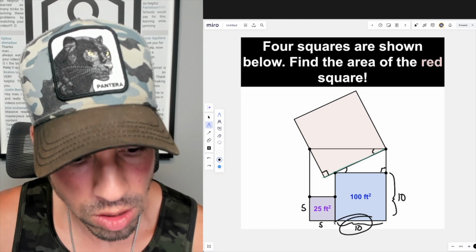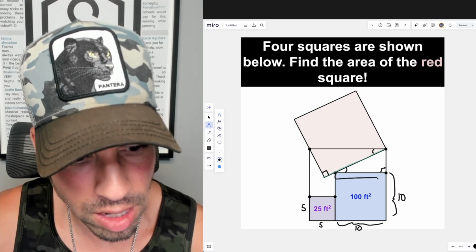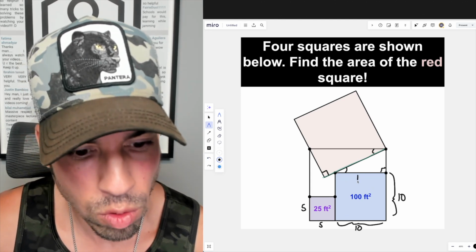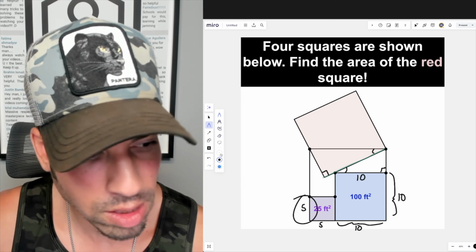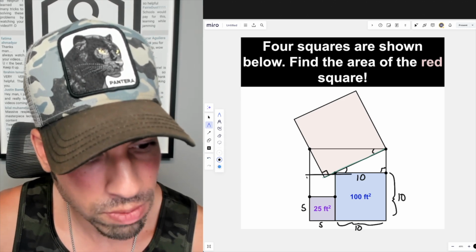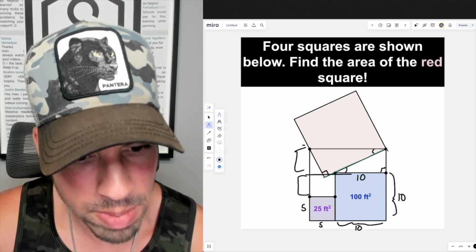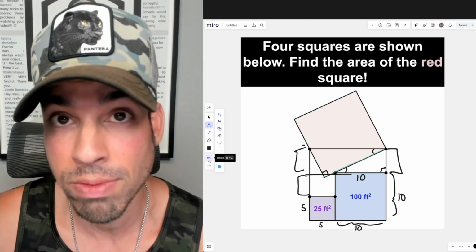Now what we can start to do with this triangle right here is fill out some of the values. For example, since I know that this side down here is 10, I know that this side up here is also going to be 10. Since I know that this side here is 5, this would be 5 as well, this would be 5 as well, meaning this measure right here is 5 as well.